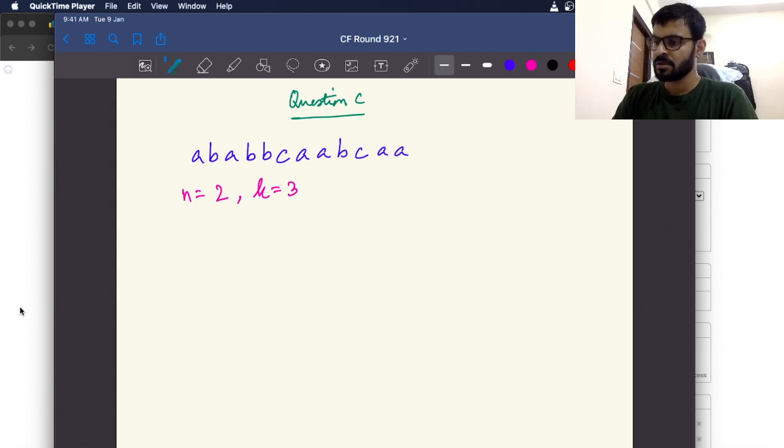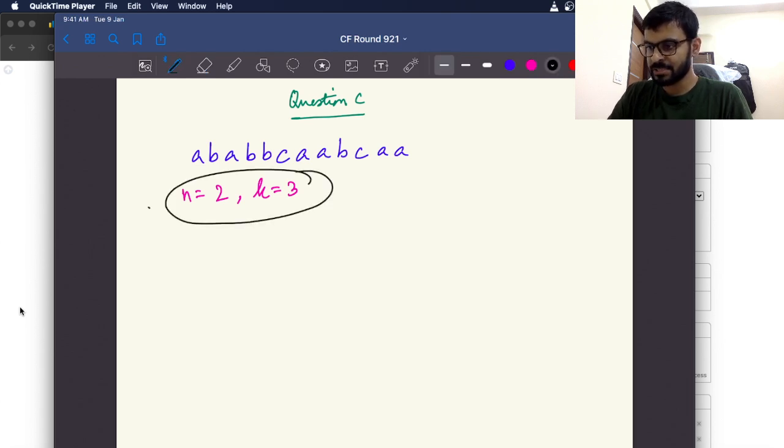For example, AB, BA, ABB, AAB. These are valid subsequences, etc. All these things are valid. But what is required of you is you have to tell me such an example which satisfies this and which is not a part of this. What is one such example?